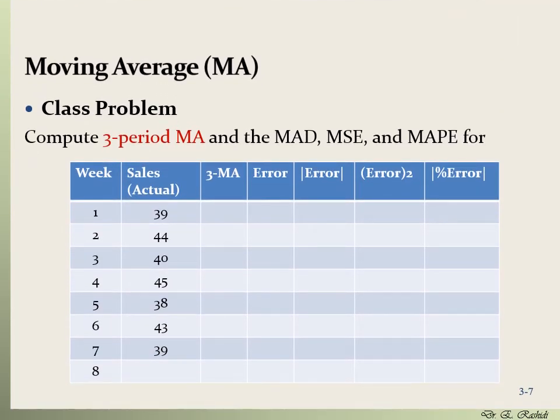Class problem. Using this table, which shows the weekly sales from week 1 to 8, it only has the actual value of sales for week 1 through week 7. Use a 3-week moving average period to compute the forecast and fill out the table. Also, compute the MAD, MSE, and MAPE.